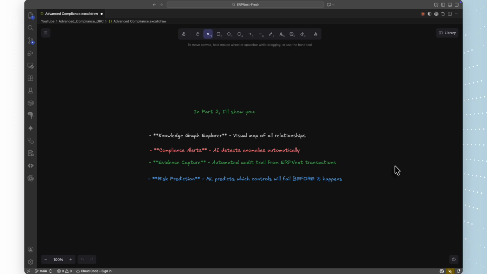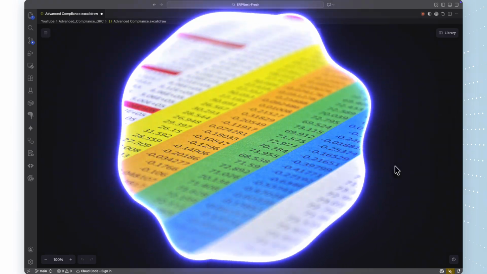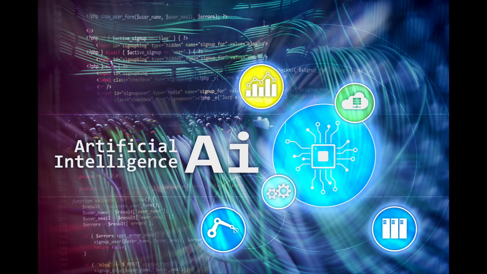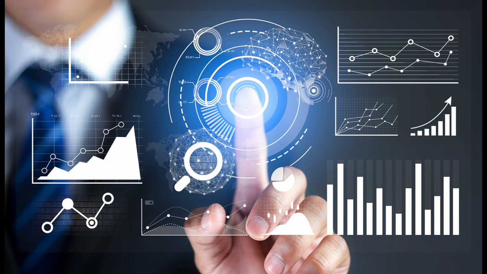Knowledge Graph Explorer, visual map of all compliance relationships, compliance alerts, AI monitoring 24/7 for anomalies, evidence capture, automatic audit evidence from ERPNext, risk prediction, ML predicting control failures before they happen. Let's go. Other tools give you lists, list of controls, list of risks, list of test results. Advanced Compliance gives you intelligence, relationships, who owns what, mitigates what, depends on what.